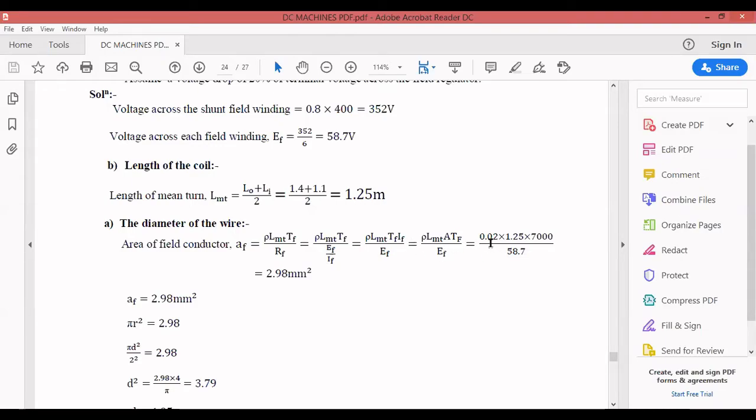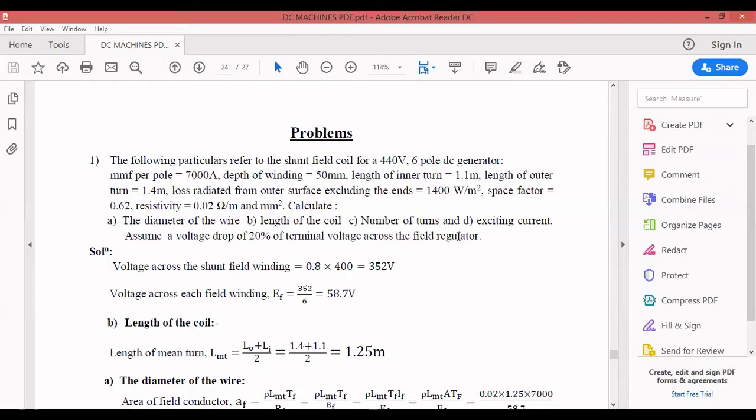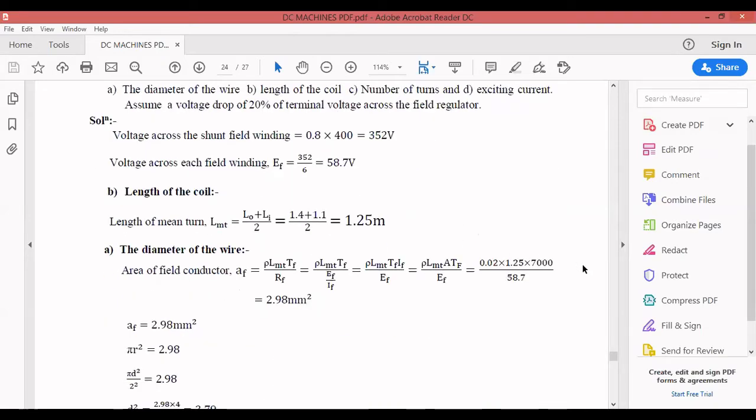Substitute here: rho is equal to 0.02, into LMT 1.25, into the ampere turns. Given in the problem, the total ampere turns per pole is 7,000, divided by EF, which is about 57.5. Here rho is in ohm per meter into mm square, and LMT will be in meter. So the meter gets cancelled, and you are left with mm square.